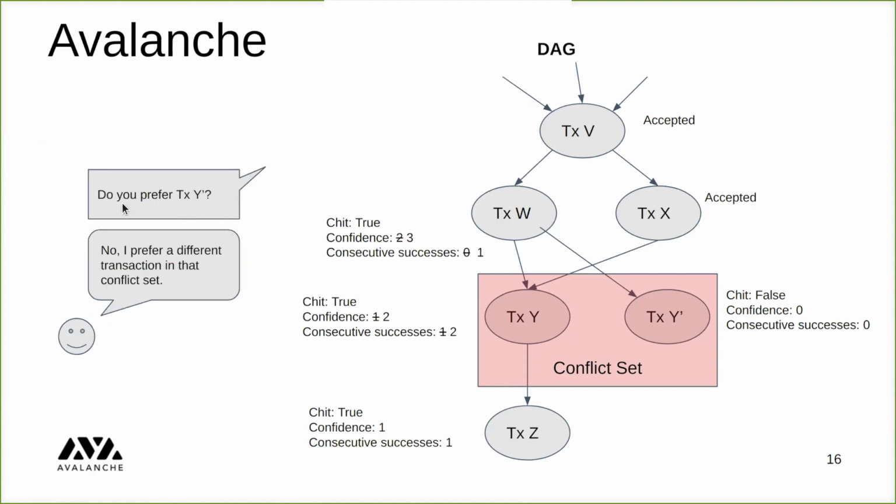And here is what I was saying before, where if someone asks us if we prefer transaction Y prime, we'll say no, because we prefer transaction Y, which has a higher confidence. We prefer the one with higher confidence within a conflict set.